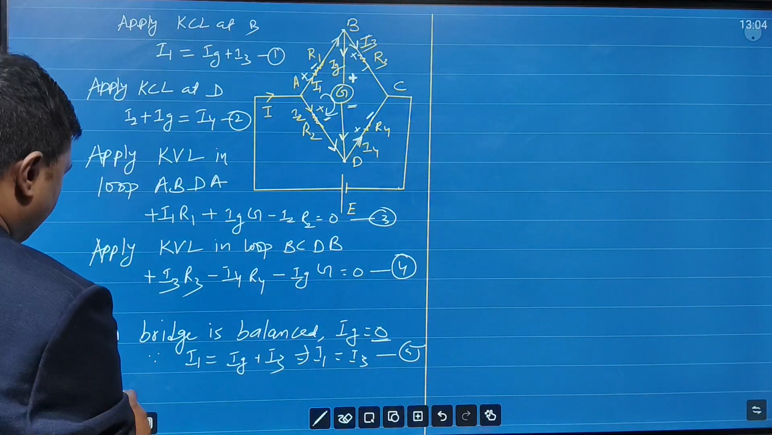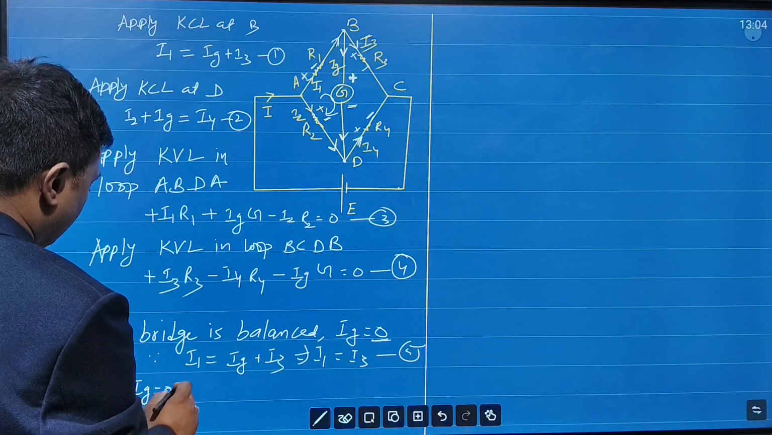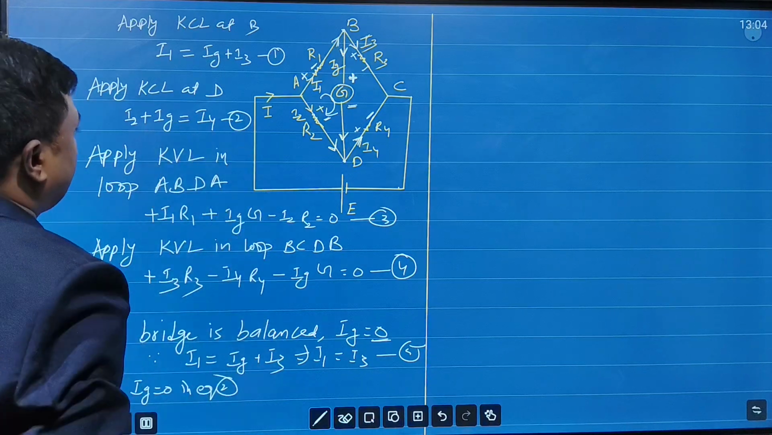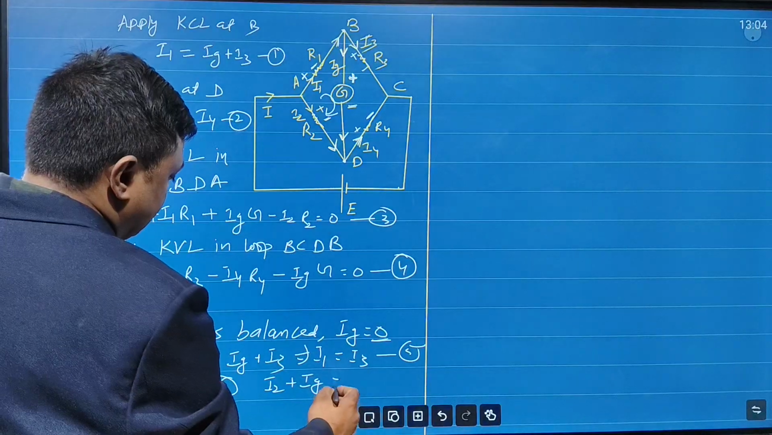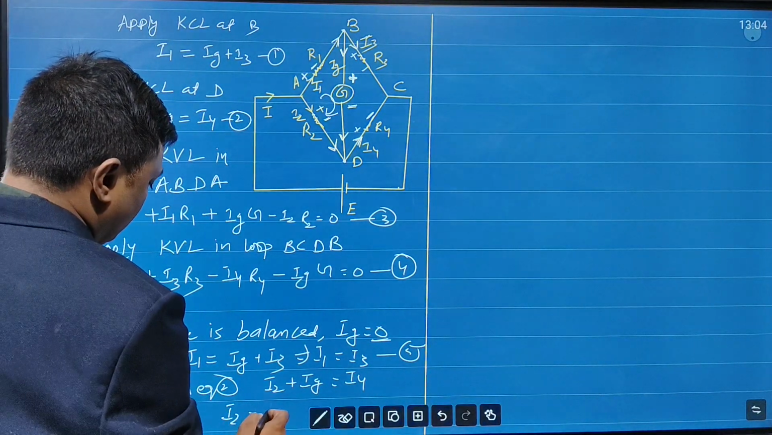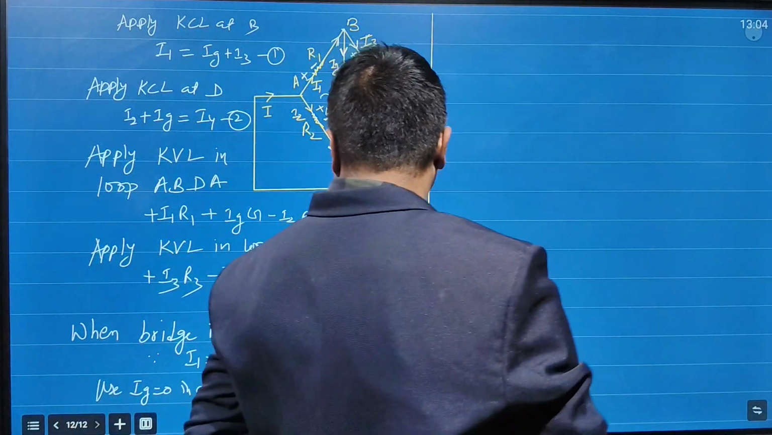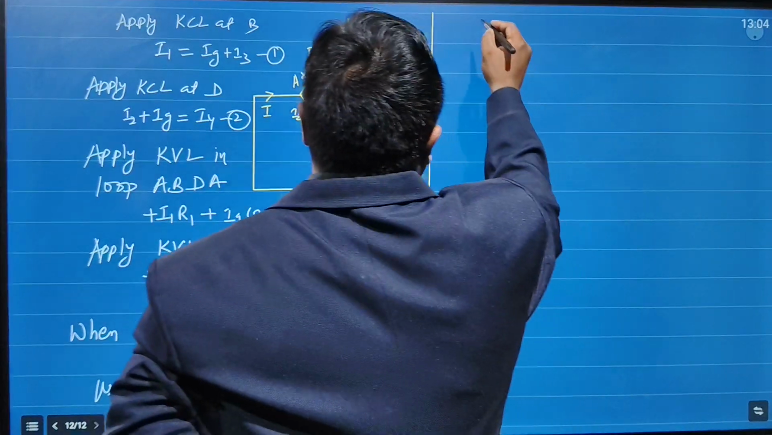Similarly, use Ig is equal to 0 in equation 2. What is equation 2? I2 plus Ig is equal to I4. Ig is 0. So we can write I2 is equal to I4. Let's take this as equation 6.